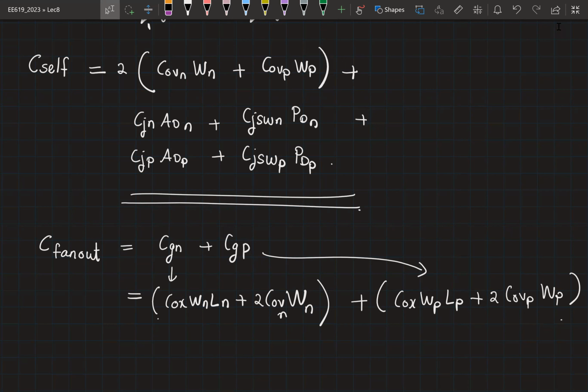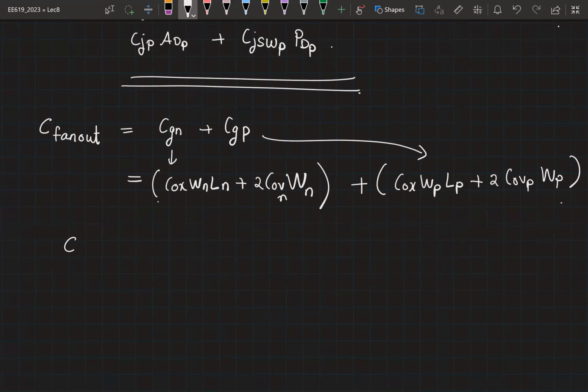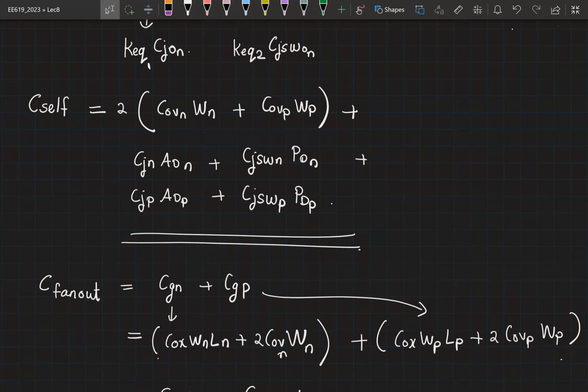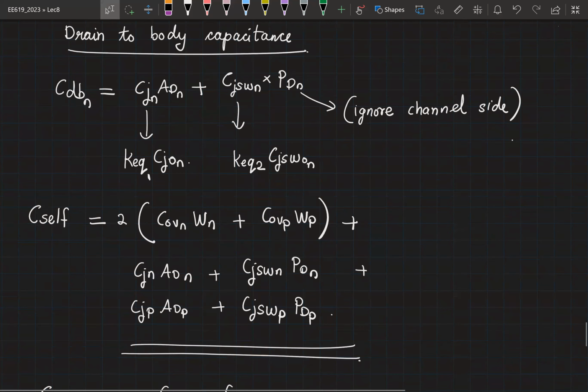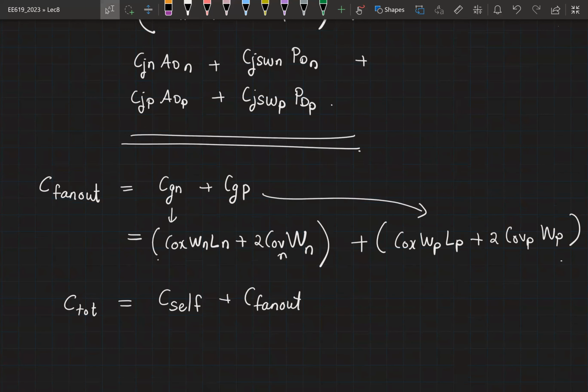We have calculated the value of the fan out capacitance. So the total capacitance will now simply be the summation of the self capacitance and the fan out capacitance. So you should be able to calculate this total capacitance value, provided I give you all the technology parameters, and CJN and CJSWN with K equivalent already embedded into these two values. So please go through the notes and ask me if you have any doubts on this.